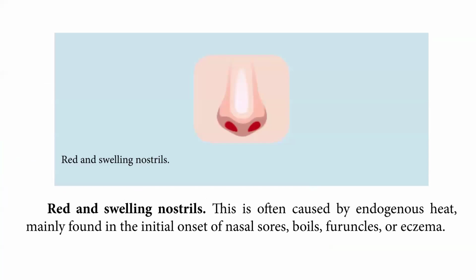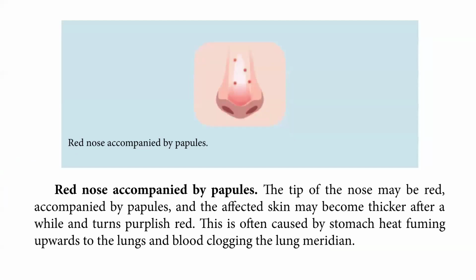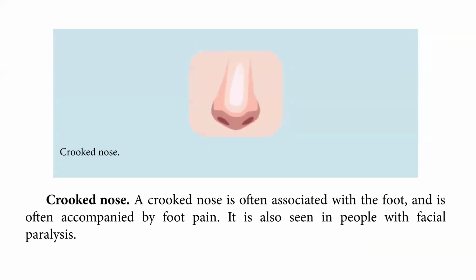Here we have a red and swollen nostril. This is often caused by endogenous heat, mainly found in the initial onset of nasal sores, boils, furuncles, or eczema. And here we have a red nose accompanied by papules. The tip of the nose may be red, accompanied by papules, and the affected skin may become thicker after a while and turn purplish red. This is often caused by stomach heat fuming upwards to the lungs and blood clogging the lung meridian.